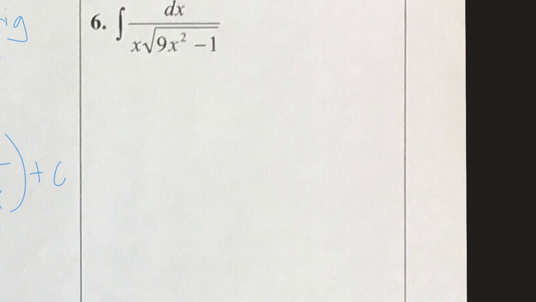So hopefully you recognize this one also as being an arc trig. In fact, this is an arc secant antiderivative, right? We have u on the outside, we have a u squared minus 1 sort of looking business.